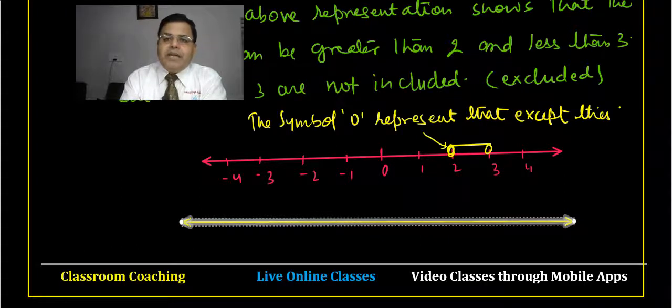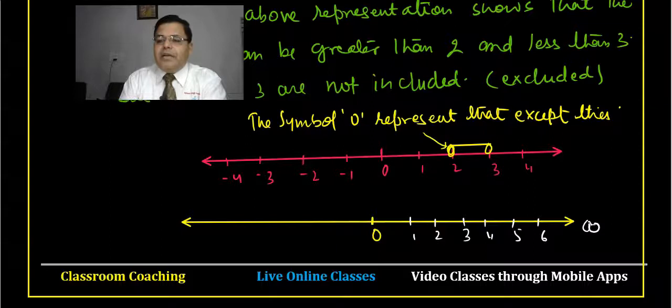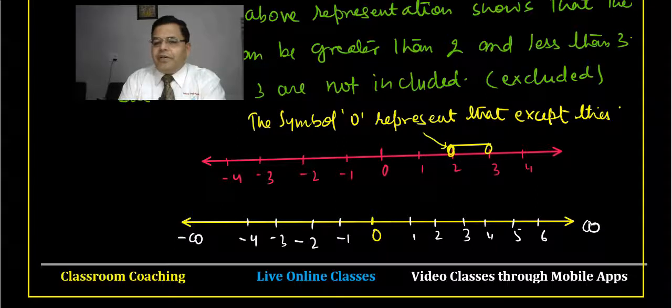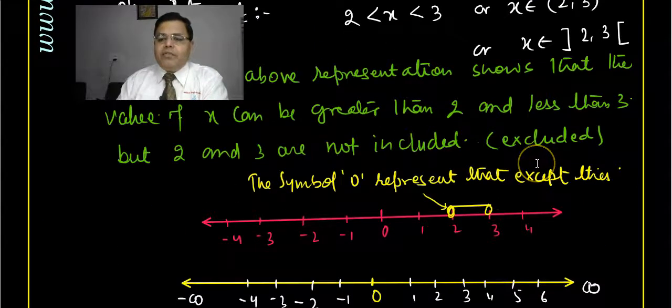One more thing I would like to tell you: if there is a 0, and the numbers increase on this side, 1, 2, 3, 4, 5, 6, the last number is infinity, and infinity is not fixed. Similarly, on this side there is minus 2, minus 3, minus 4, and the last number decreasing is minus infinity. So infinity is also not fixed. Therefore, wherever infinity is used, it is always written with an open interval, because infinity is not fixed. Infinity is never in a closed interval. It will always be an open interval.